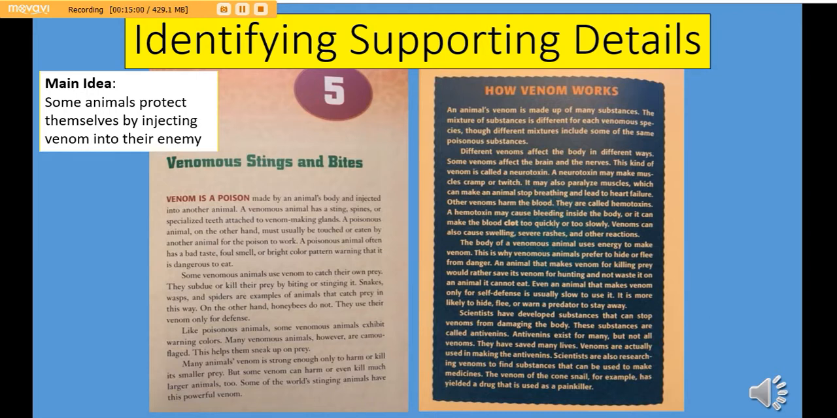Take a moment to pause the video, look back at the section that was just read and see if there are any details that you need to pull out as supporting details for your main idea.